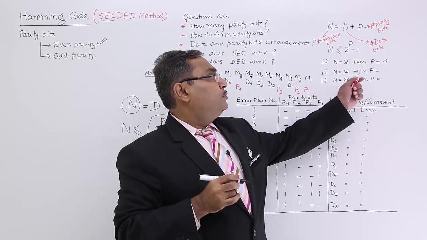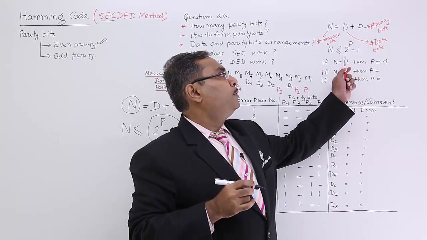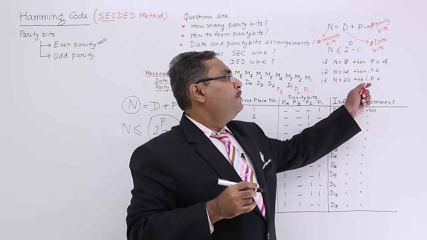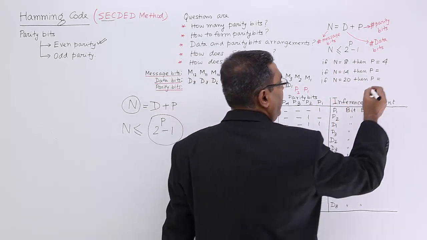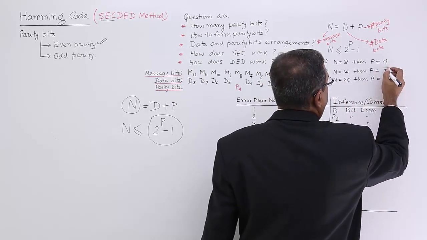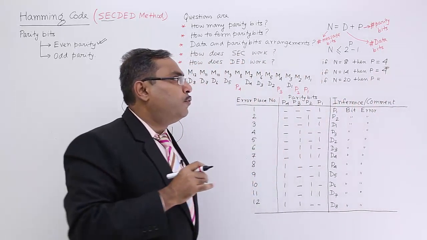In the second case also, 2 to the power of 4 minus 1, what is that? 15. 15 is greater than or equal to 14. So that's why I should take at least 4 bits for the parity when n is equal to 14.